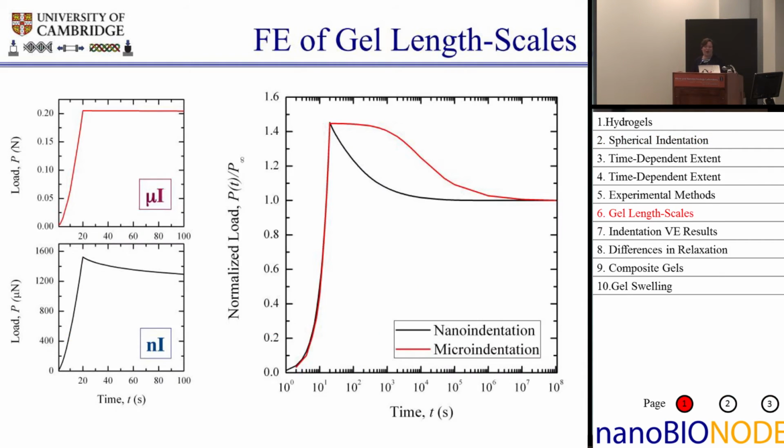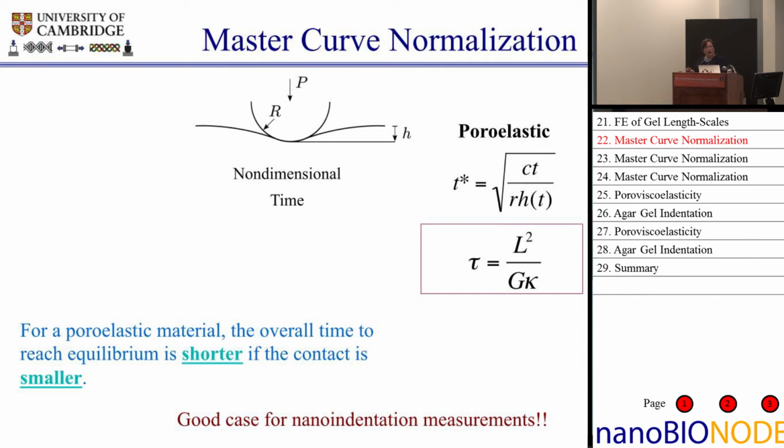And if I go back to the graph here, you can see that. Those two curves are just shifted, and so in the nanoindentation case, you get to equilibrium at a much sooner time point than you do when you have the much larger scale of relaxation because of the larger fluid flow path length. Okay, so we said the time constant for poroelasticity intrinsically has this length scale in it.